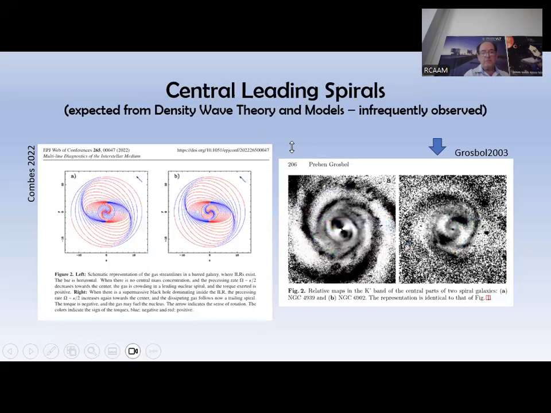Now, a feature that is discussed in many papers and studies that deal with the central region is the expectation of the appearance of a leading spiral. Now, all the other spirals that you have seen are trailing. I mean, you know that the spirals in galaxies are trailing.